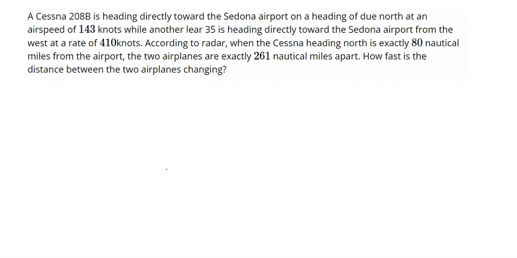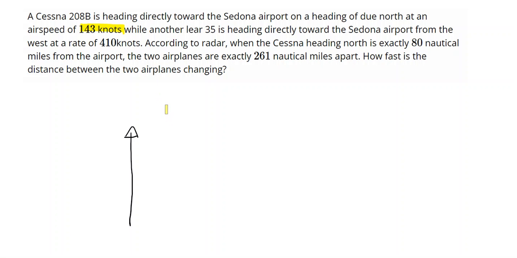So you've got a Cessna 208, which is heading north. So I'm going to draw a little arrow heading north. North would be at the top of the page. And it is 143 knots. So that's some information that we're going to be needing.